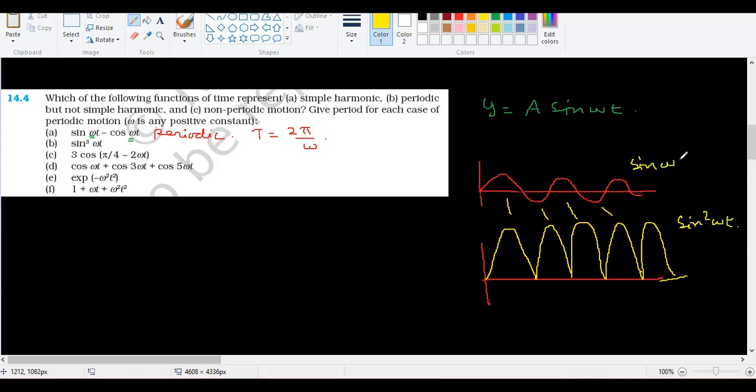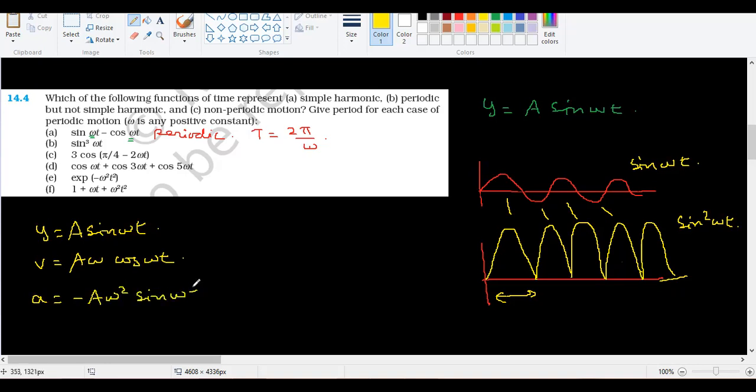So this is also periodic, right? But then it is not simple harmonic motion. Why? Because when you try to calculate this, if you go back and check your notes, we said y is equal to a sine omega t. We said velocity is equal to a omega cos omega t. Then we said acceleration is equal to minus a omega squared sine omega t.